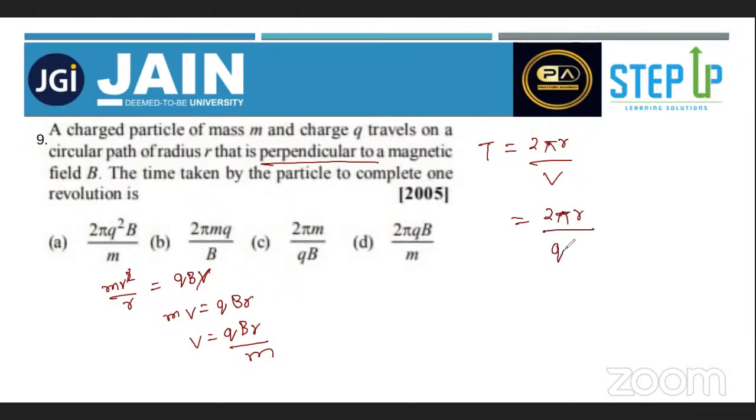So v is qBr upon m. So m goes up, and I get it as 2 pi m upon qB.